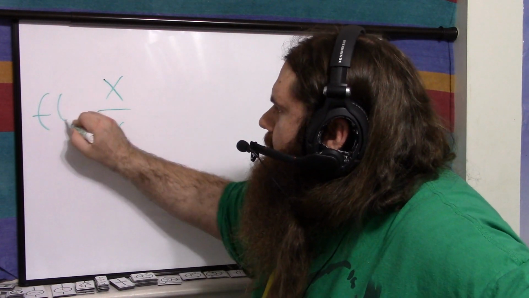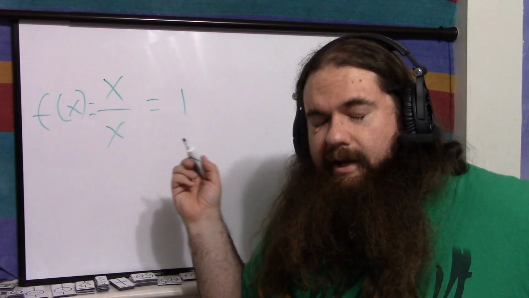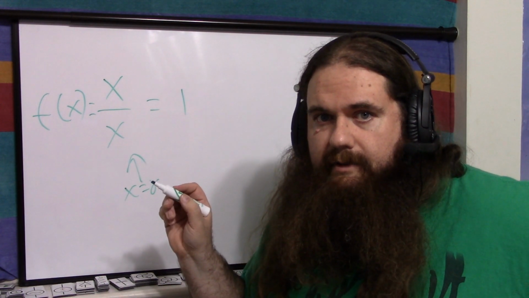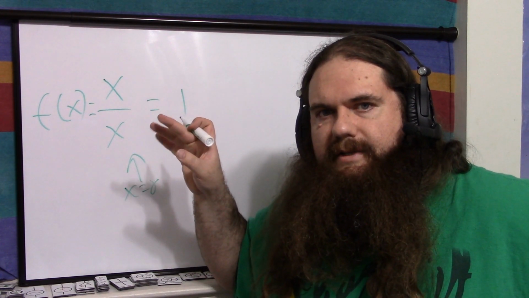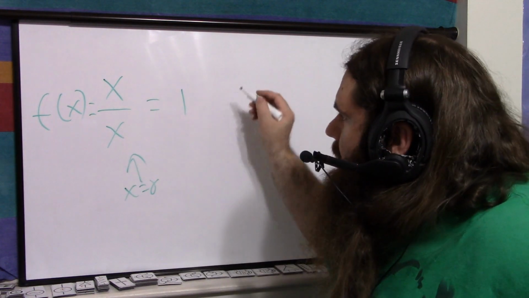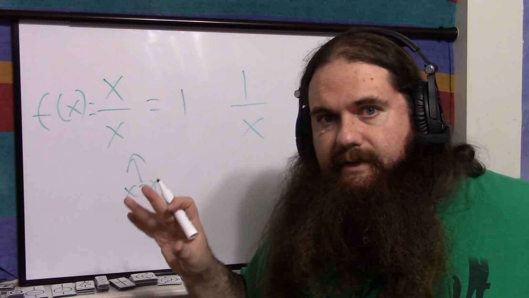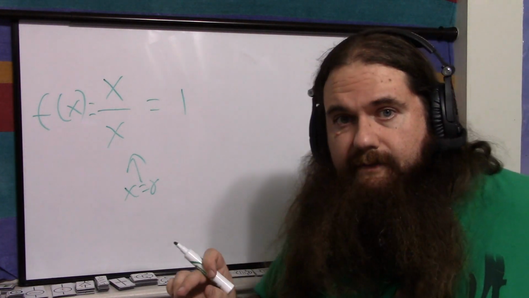This is f of x. A number divided by itself is 1. This always equals 1, right? It equals 1 everywhere except x equals 0, because you can't divide by 0. Why? The reason is dividing by 0 in different circumstances gives you different answers. That's why it's undefined. If you have 1 over x, then it's infinite. That's different than undefined.